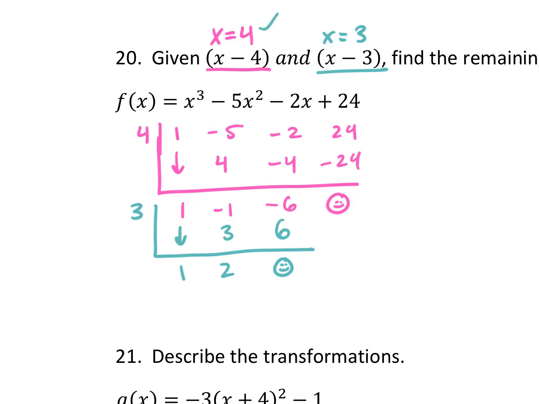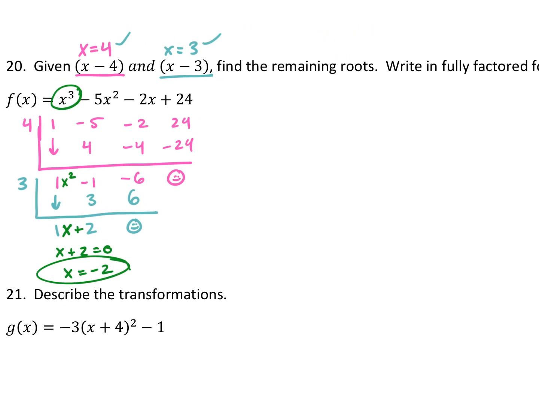So 3 works. From here, if we start with x to the 3rd power, the first time we did synthetic division, this would be x to the 2nd power. The next time we did synthetic division, it would just be x. So we have x plus 2. X plus 2 equals 0. X would equal negative 2. So that would be our remaining 0.